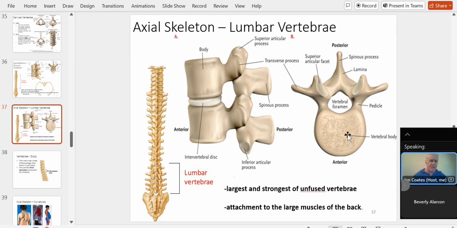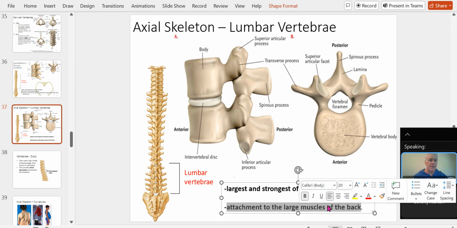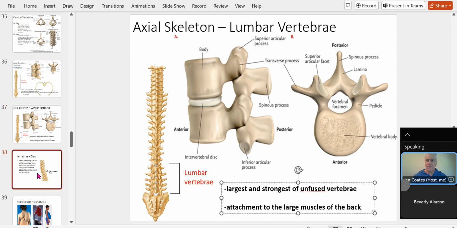Bending, picking up things. People hurt their backs all the time. For goodness' sake, I don't care if you're picking up a pencil, you have to bend your legs. Okay, so these are your lumbar vertebrae. Largest and strongest, okay, with attachment there to the large muscles of the back.